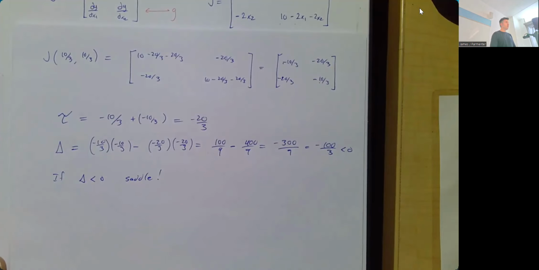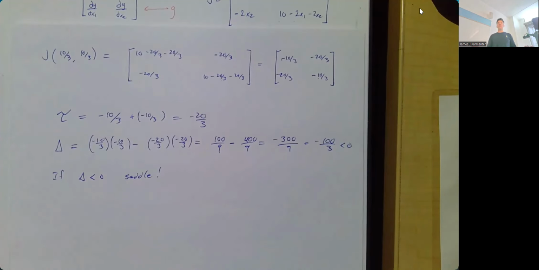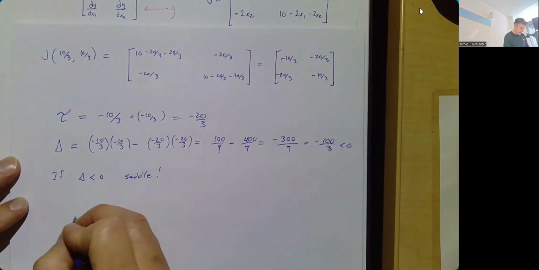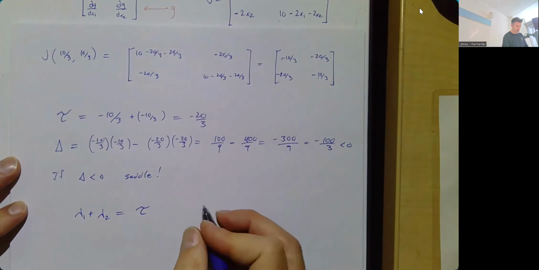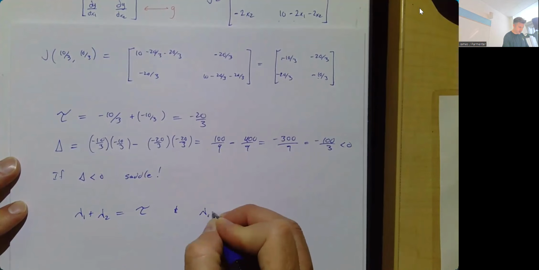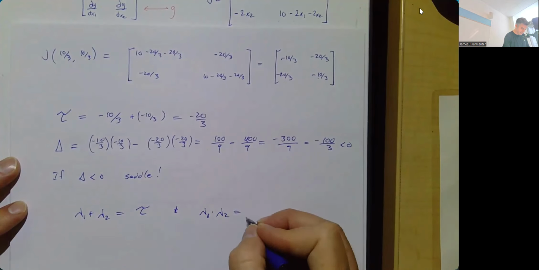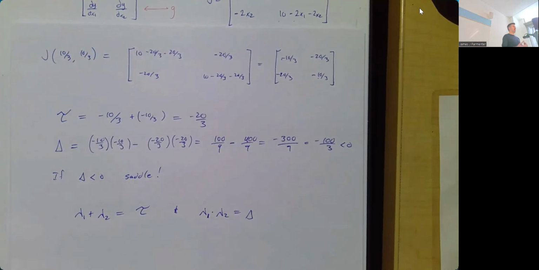And the reason that's true is that the eigenvalues have to add up to whatever the trace is equal to, and they have to multiply to whatever the determinant is equal to. If the determinant's negative, then lambda 1 and lambda 2 have to be opposite signs. There isn't any other choice.